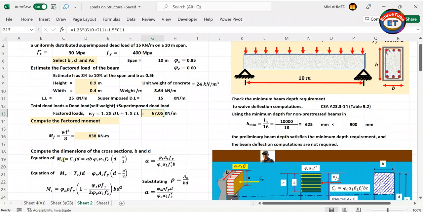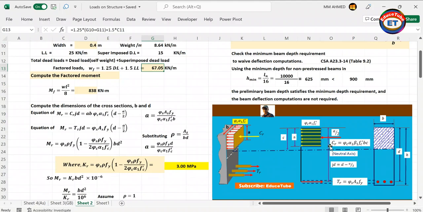Here I have written two equations. Why? Because if we look at this, I mean equivalent rectangular stress distribution, because here I have taken a typical cross section and equivalent rectangular stress distribution as well. Here there is isometric view of the stress distribution. So from this figure, it will be very clear for us how we got all these equations.